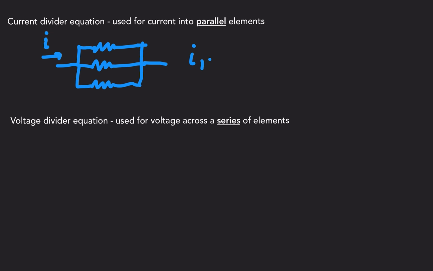The current in any of these, it could be 2, 3, 1,000, however many resistors are in parallel, is equal to I times the equivalent resistance of that parallel series, or of those parallel elements, divided by the resistance that you're interested in.